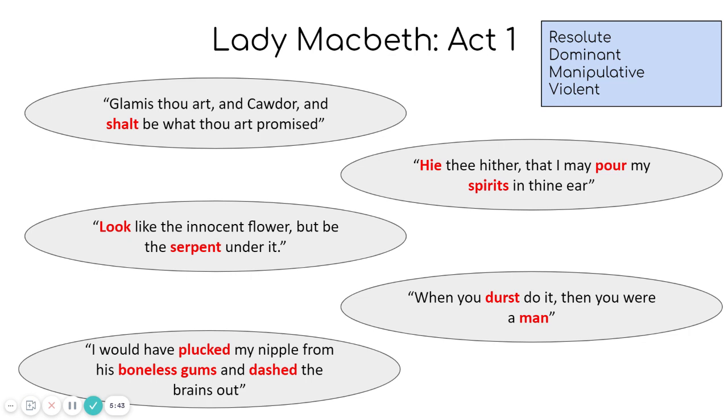And so here she's saying, "Glamis thou art." You've already got the title of Thane of Glamis. You've now been given the title of Thane of Cawdor for your bravery in the war. "And shalt be what thou art promised," meaning you will be king. I'll make sure that that prophecy comes true.